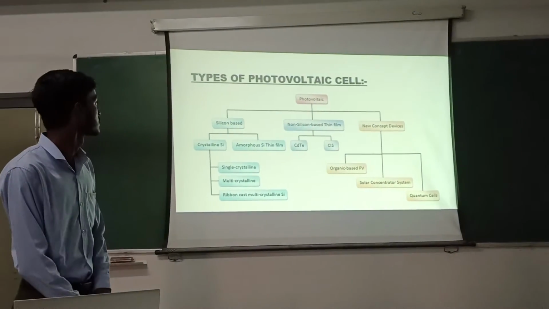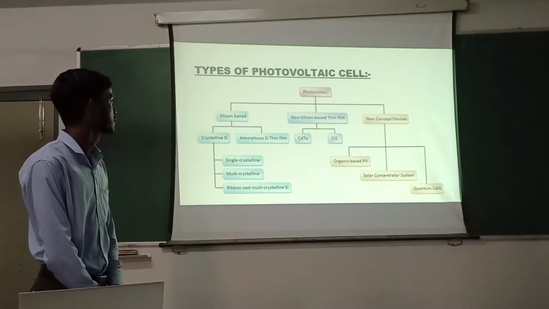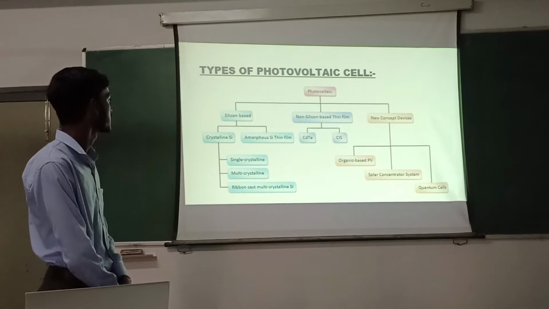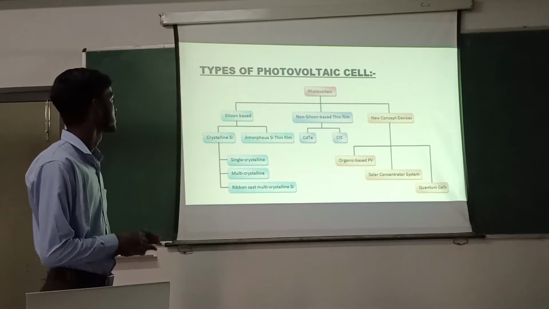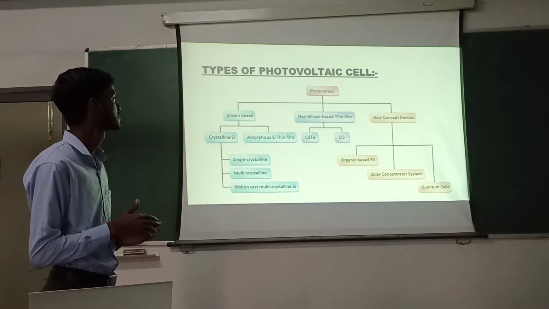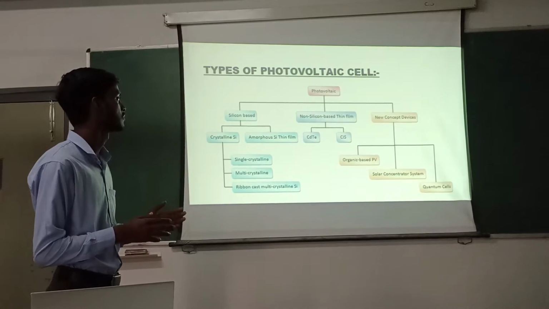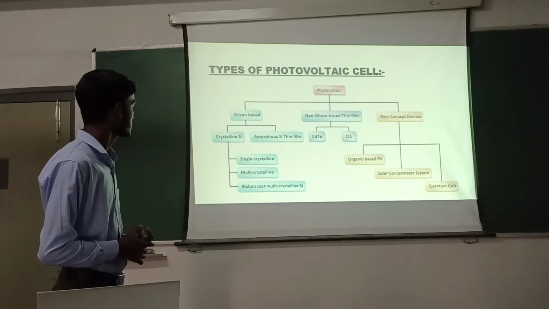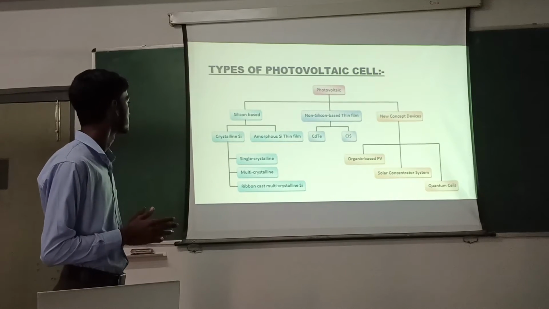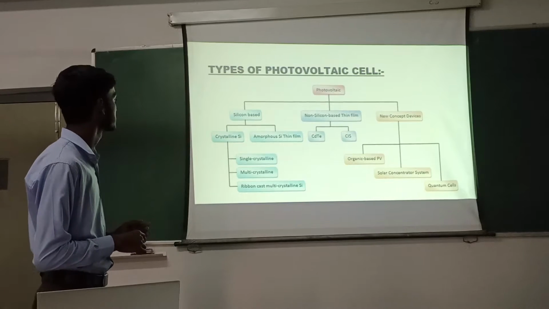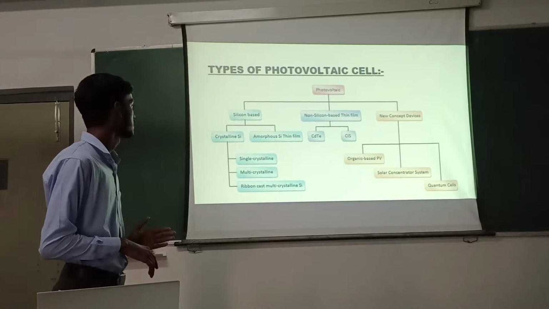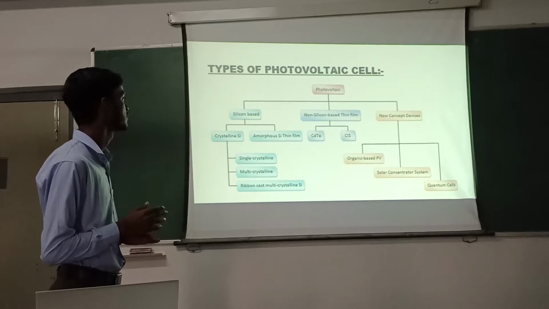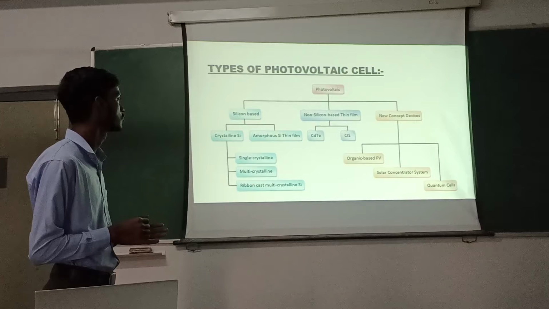Now my part starts with the types of photovoltaic cell. We can subdivide the photovoltaic cell into three divisions. One is silicon based, another one is non-silicon based thin film, and there are some new concepts which are developed nowadays. Silicon based are divided into two subdivisions: the crystalline silicon and amorphous silicon thin film. The crystalline silicon is also divided into three parts, and the non-silicon based thin film photovoltaic cells are also divided into two parts.